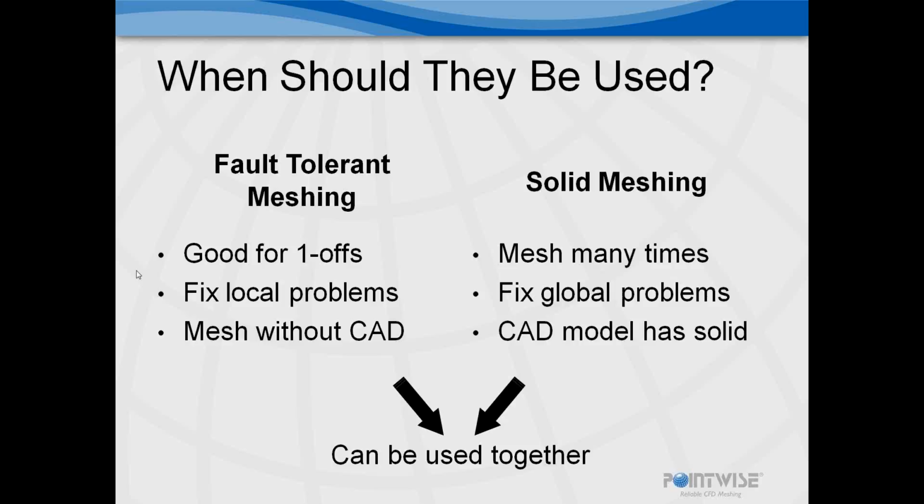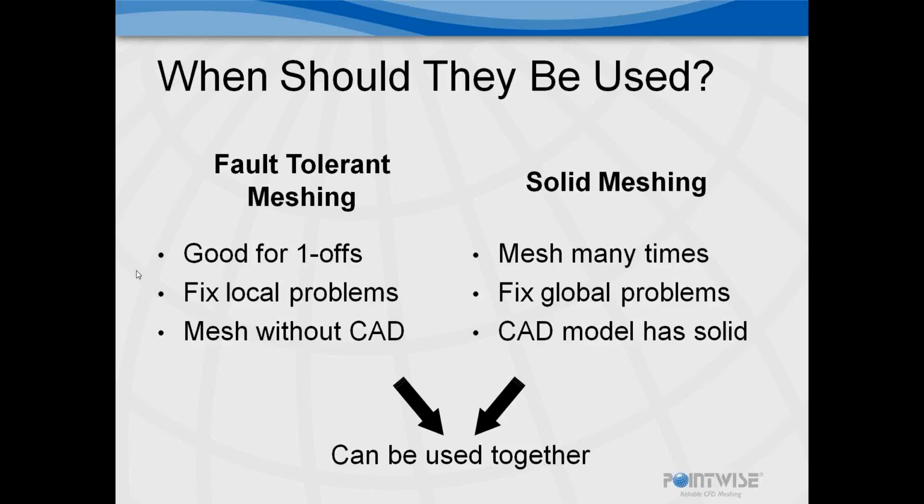Now, the solid meshing is complementary. Where fault tolerant meshing is maybe not so good, solid meshing is better. If you're going to mesh on a geometry many times, it's probably better to fix the geometry so you can revisit it later for additional analysis. Or if you have lots of problems throughout the geometry, it's probably better to go ahead and try to heal up the geometry. Or in this case, in the hull case, I actually had to do some surface modifications and then make a solid from that.